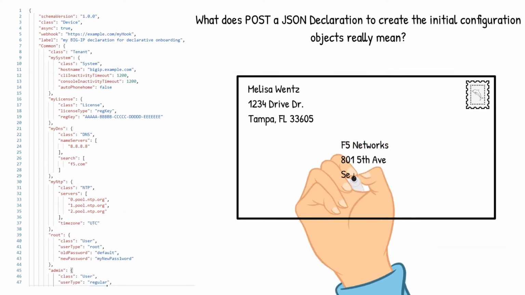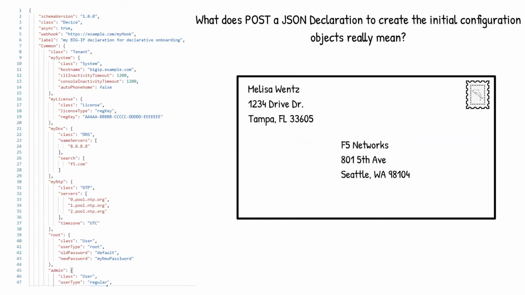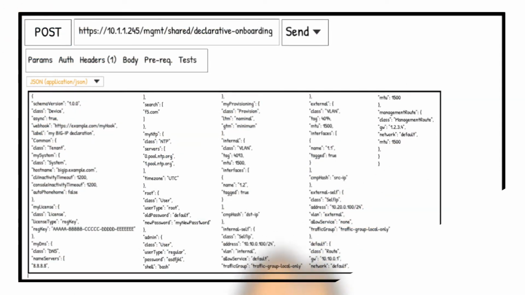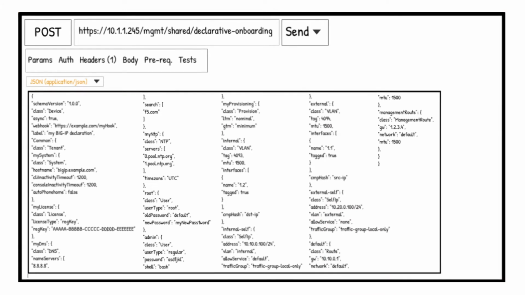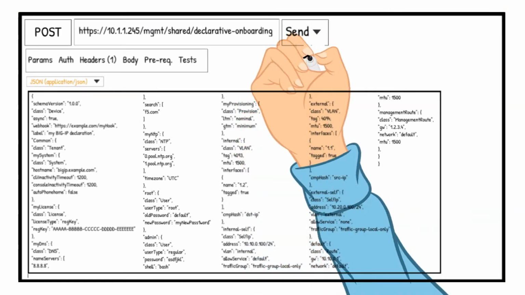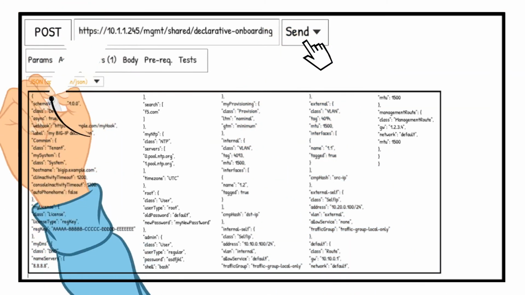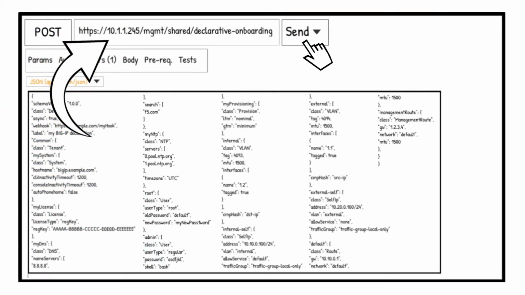Next, the recipient's name and address will need to go in the middle of the envelope, and it also needs to be in a specific format. The information has a specific place and type that is needed by the post office to be able to mail the letter. Once the initial BigIP configuration objects are written out in the specific format, the JSON declaration file is then sent to the REST API endpoint using a POST method.